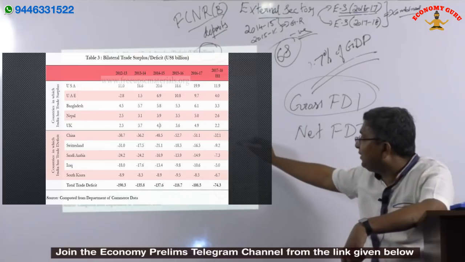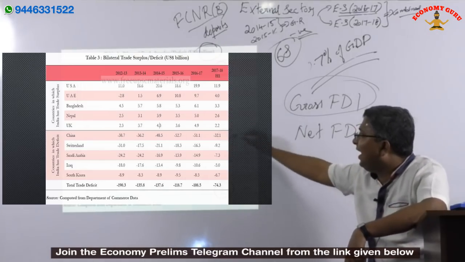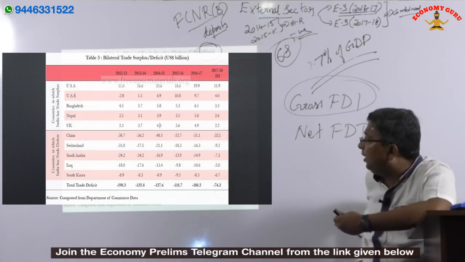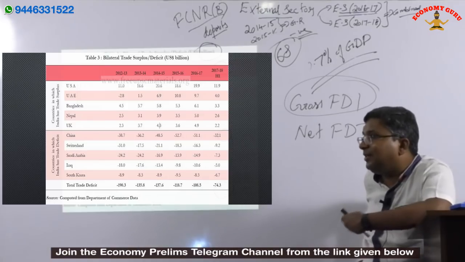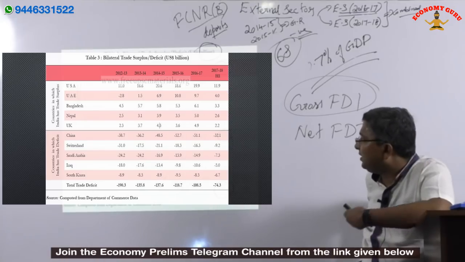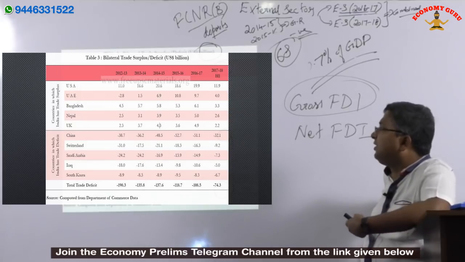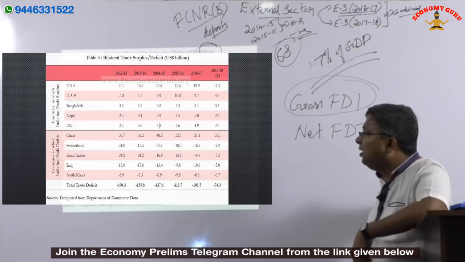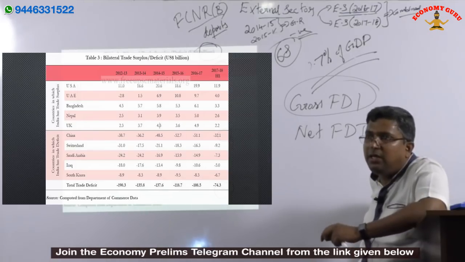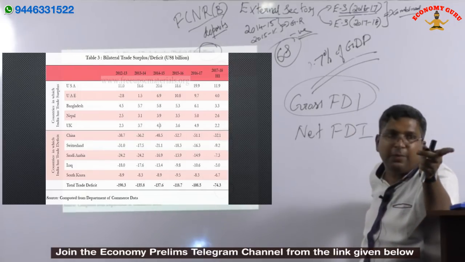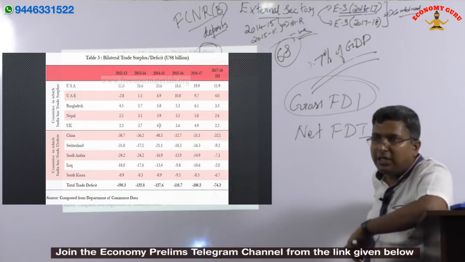China. See the second one, see the difference between the first and second. With China, we are having a 51 billion trade deficit. Second one is Switzerland. Try to understand that Switzerland is a major trading partner of India, the second. With Switzerland, we are having the second trade deficit, followed by Saudi Arabia, Iraq and South Korea. So regarding the trade deficit, keep this in mind. China, so the trade surplus USA, trade deficit China.